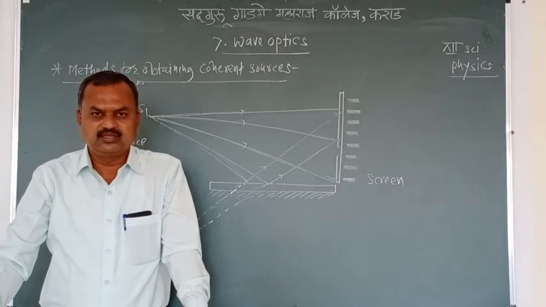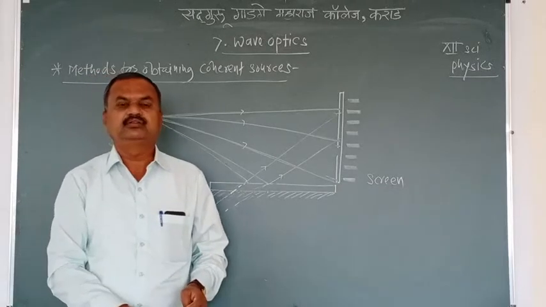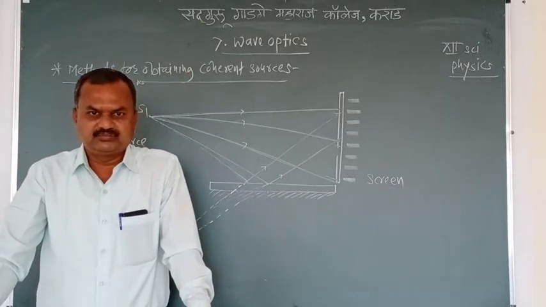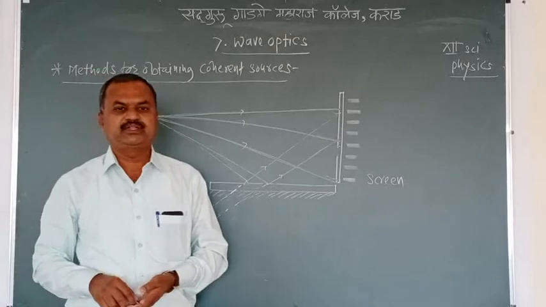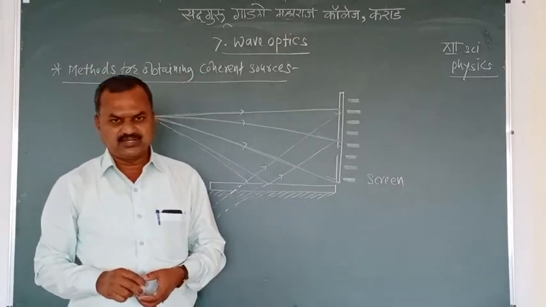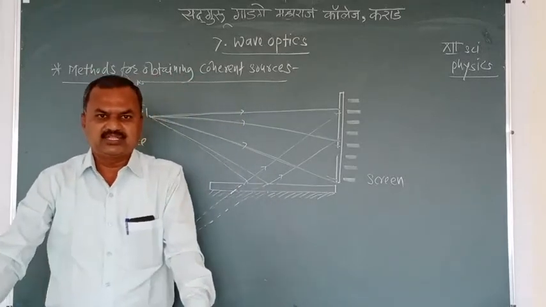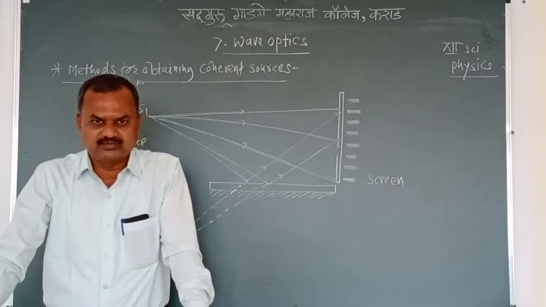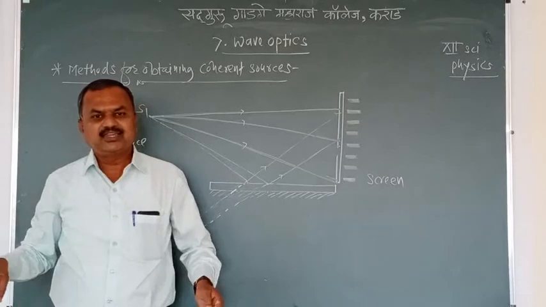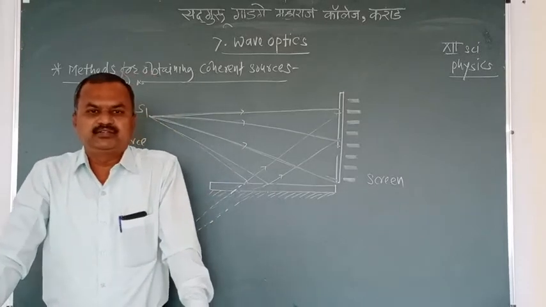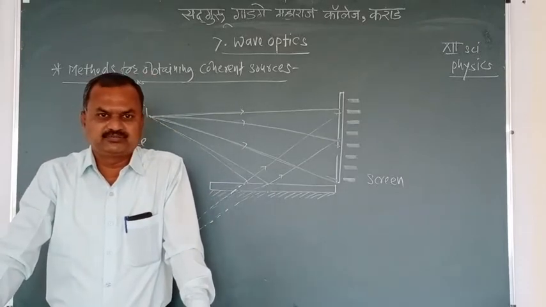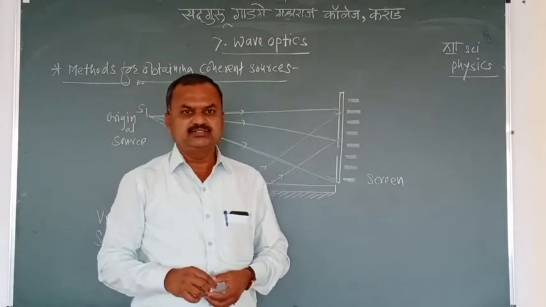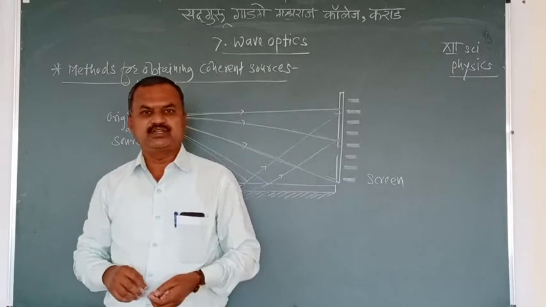Hello students. Last time we have seen about bandwidth or fringe width. In case of an interference pattern, bright and dark bands are equidistant and equally spaced. Also, we have seen the relation between path difference and phase difference, and the conditions for obtaining a steady and well-defined interference pattern on the screen.